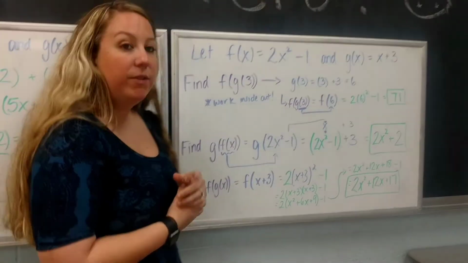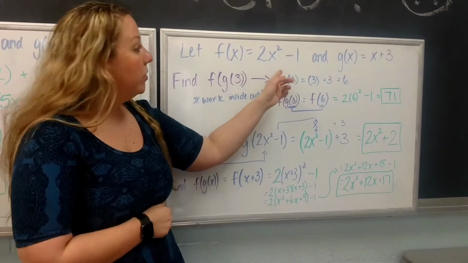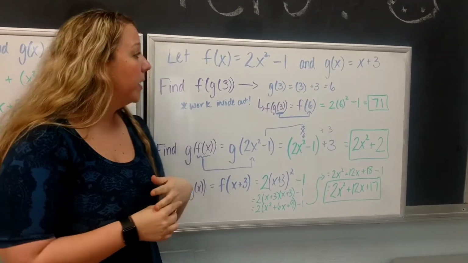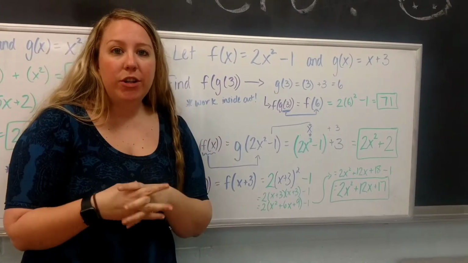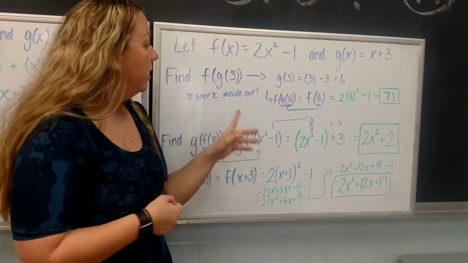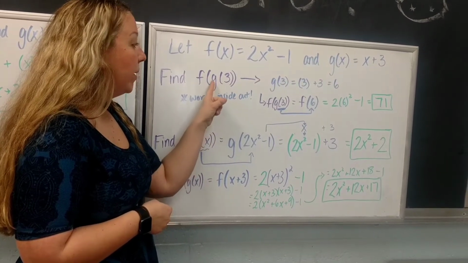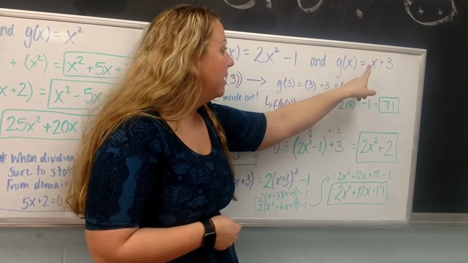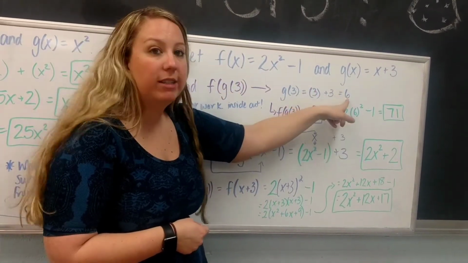And then my last few examples are on composition of functions. Let f of x equal 2x squared minus 1, and g of x equal x plus 3. If I want to find f of g of 3, for composition, you're always working from the inside out. So I'm going to find g of 3 by plugging 3 into the equation for g. So 3 goes into my equation for g, and I end up with 3 plus 3. So g of 3 is 3 plus 3, which is 6.